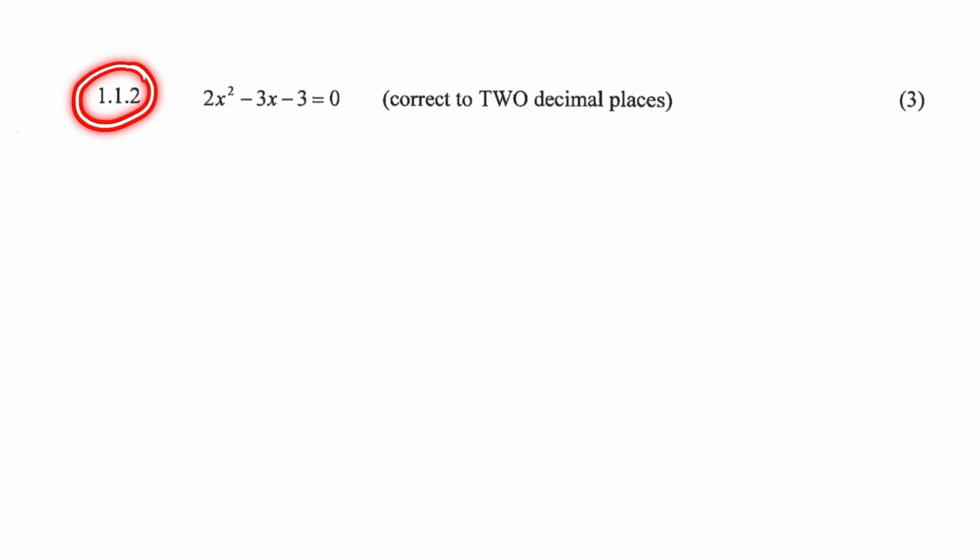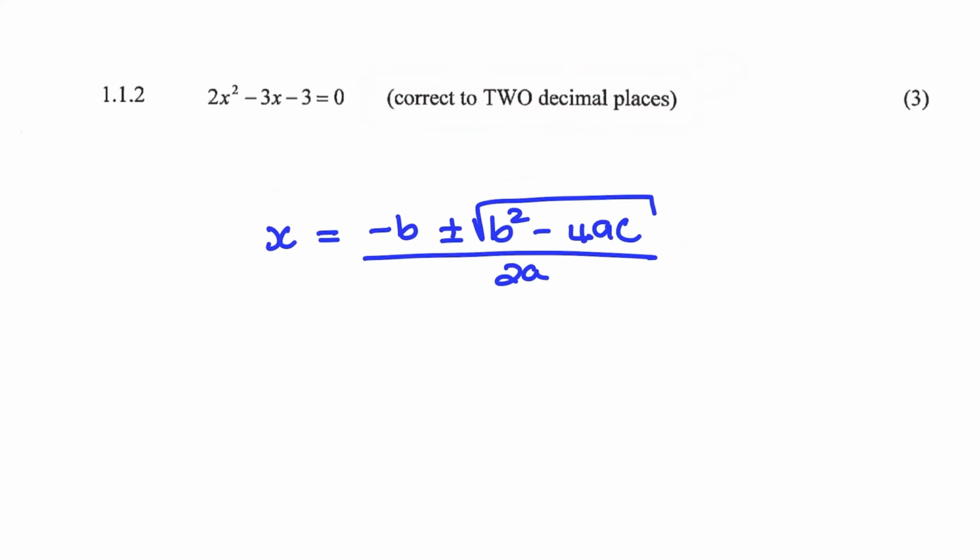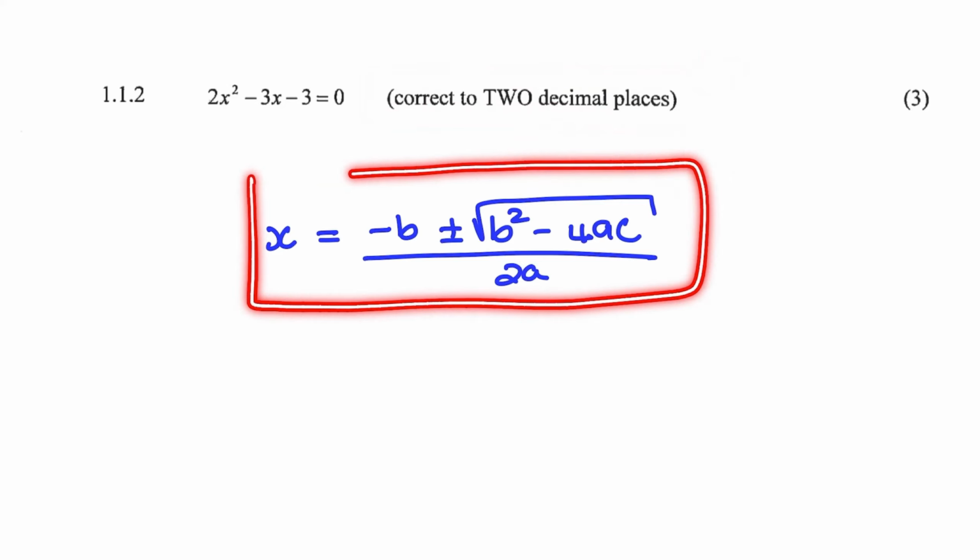In our next question, we have 2x squared minus 3x minus 3 equal to 0. And they give us a little hint. They say solve for x correct to 2 decimal places. This is an indication that you need to use the quadratic formula. And you can find the quadratic formula on the formula sheet of your examination paper.